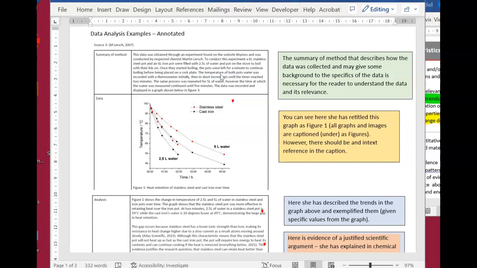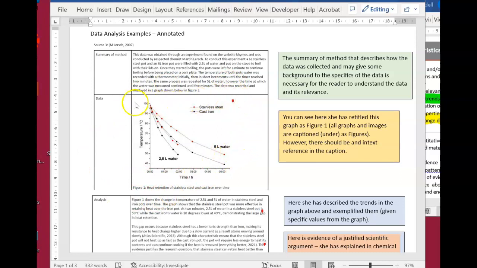This is necessary so that the person who's reading the assignment, who hasn't read the article that you've read, has some understanding about the experiment and the data that has been collected and what it means. The next thing they've done is display the results.